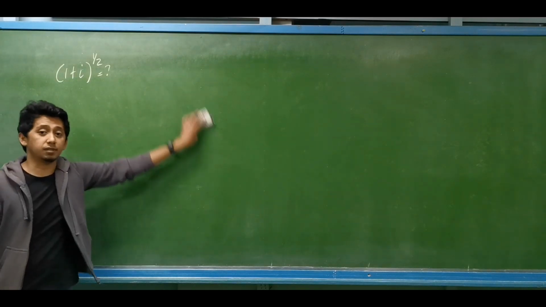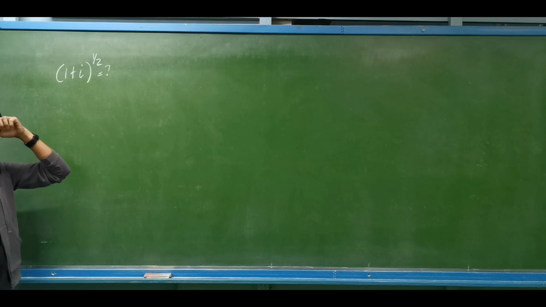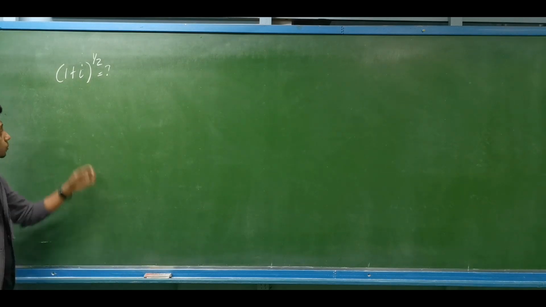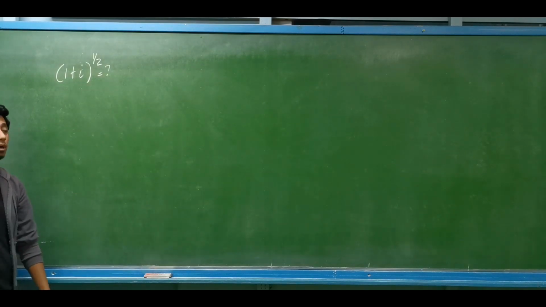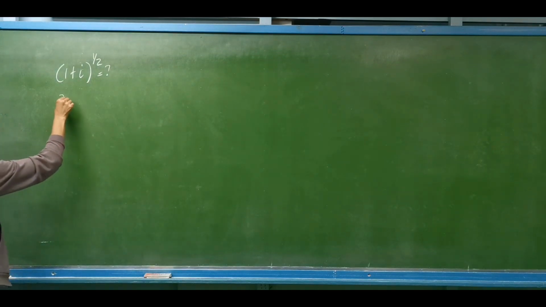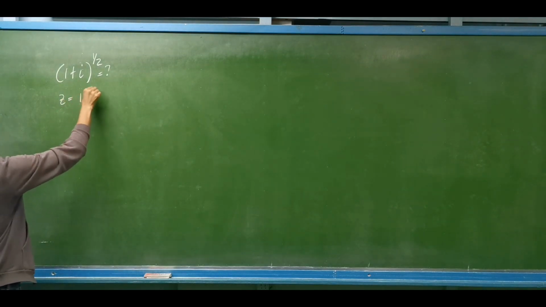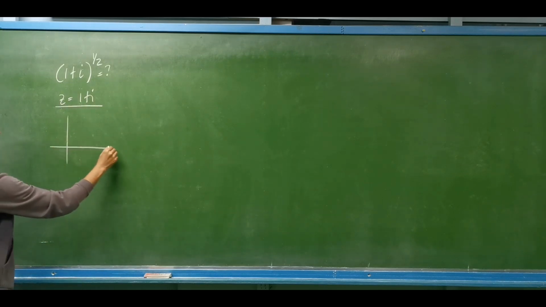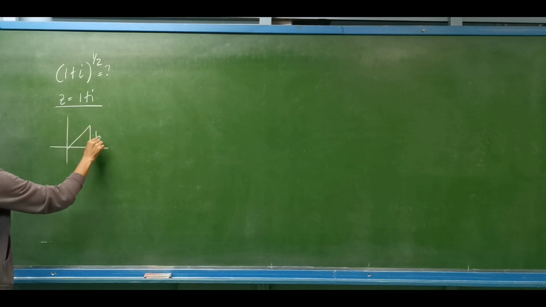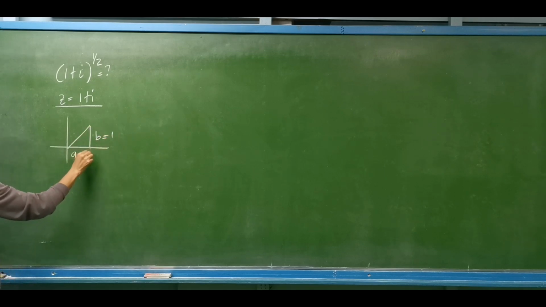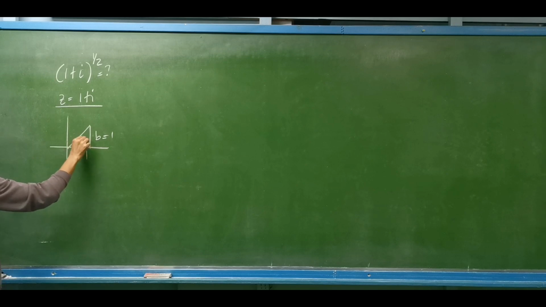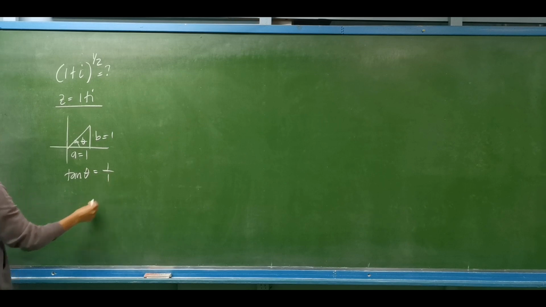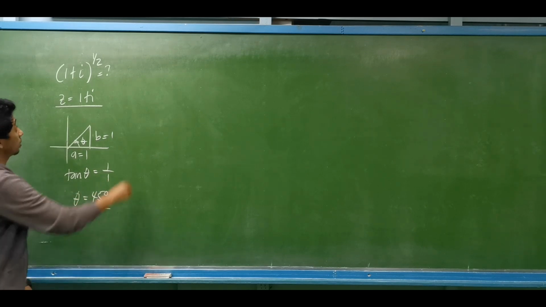Okay, so let's have the square root of 1 plus i, which is the same as 1 plus i raised to 1 half. So let's have this first converted to the polar form. We have z is equal to 1 plus i. So this is in the first quadrant. If we are to plot this one, we have the value of b is equal to 1, the value of a is also equal to 1, and the argument is theta. We have the tangent of theta is equal to 1 over 1, and the value of theta is equal to 45 degrees. That will be the argument.